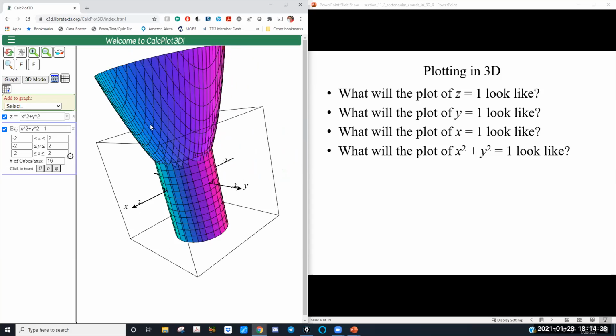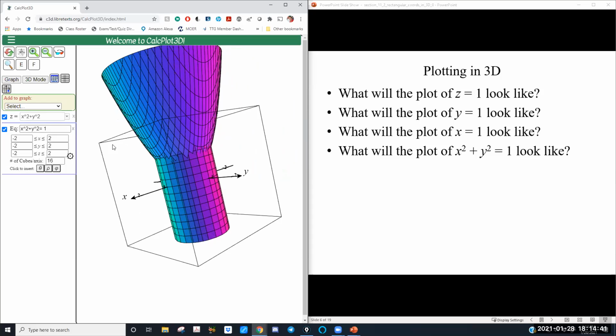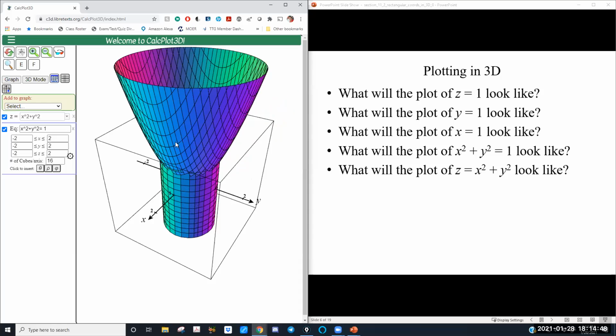Some of this is going to take a little bit of playing, which unfortunately we won't have too much time to do today. But I want to just get you started on this because we will use this program quite a bit.